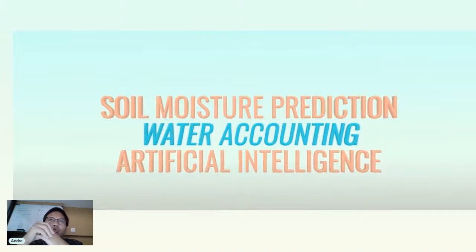But we also pushed to explore new ideas, even if they would not be realized in that competition. We had an idea to use this WebGIS to generate soil moisture predictions, do water accounting, and also integrate artificial intelligence to get more precise and reliable values for the soil moisture and other parameters in agriculture.